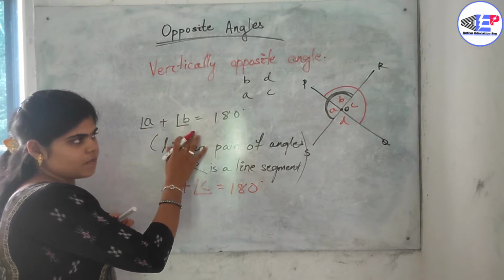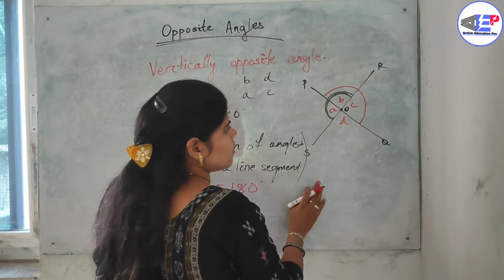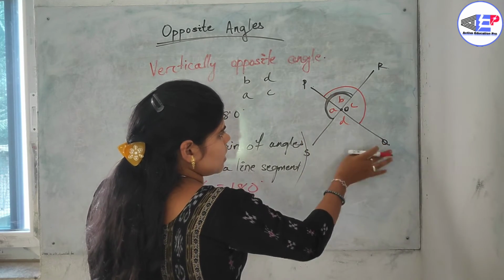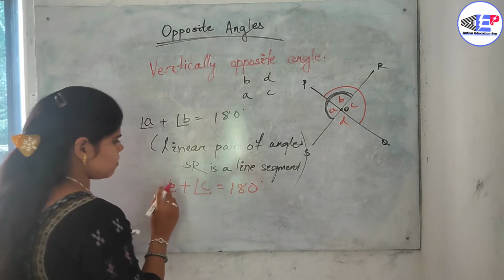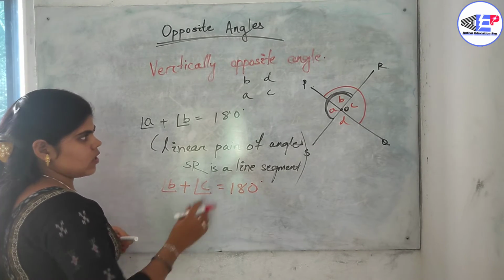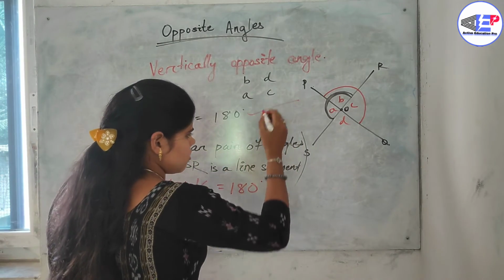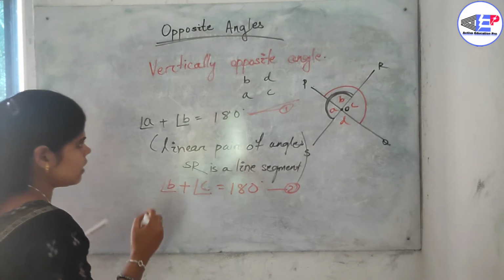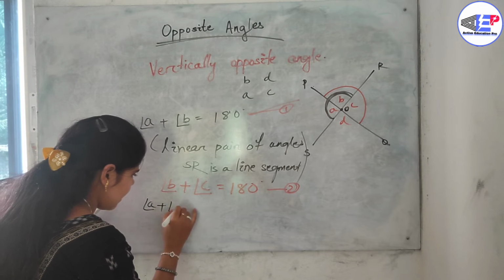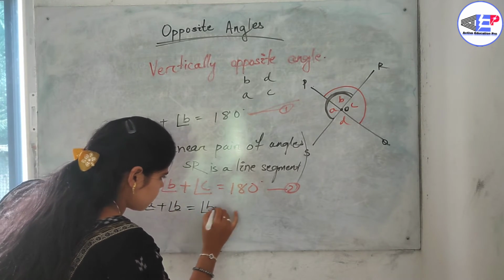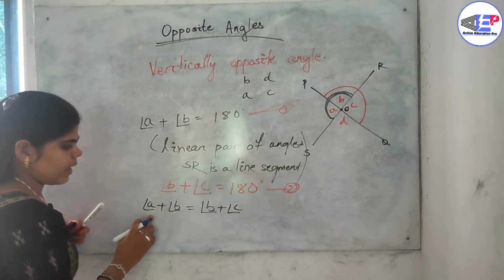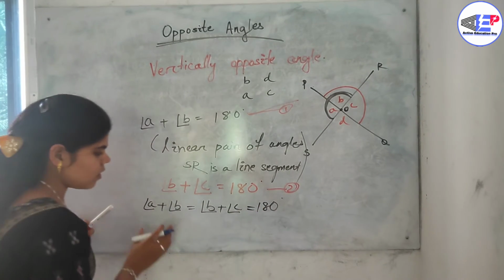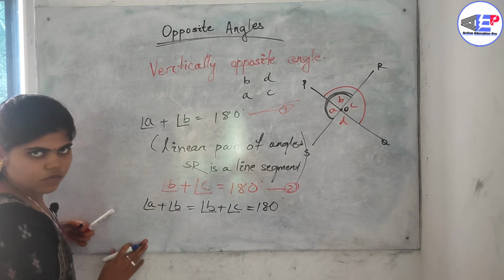Just like A and B for line segment SR, B and C make a linear pair of angles on the straight line PQ. So, B plus C is equal to 180 degrees. This is equation one and this is equation two. From these two equations, we find that the sum of A and B is equal to the sum of B and C, which is equal to 180 degrees because they are forming linear pairs.